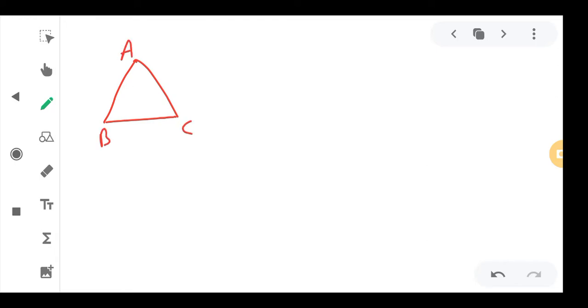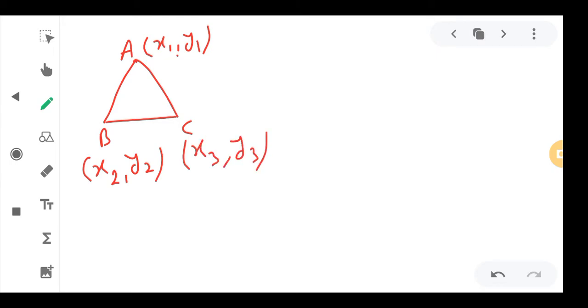Suppose there is a triangle ABC and the coordinates are x1, y1, this is x2, y2, and this is x3, y3. Then the area of triangle ABC I can write using the determinant method.